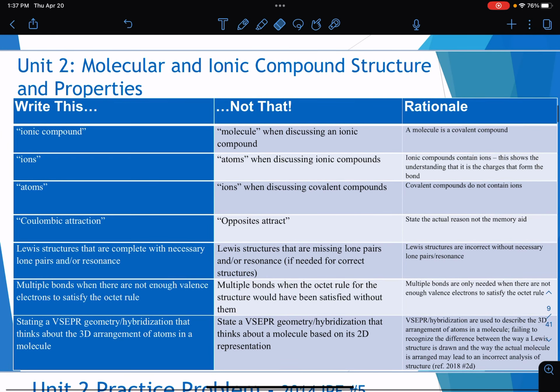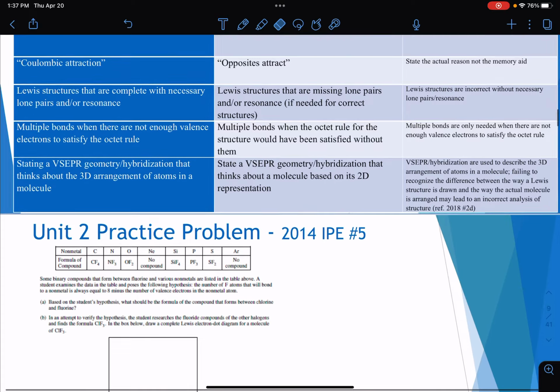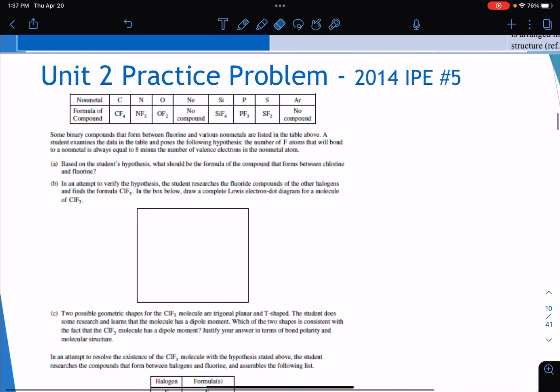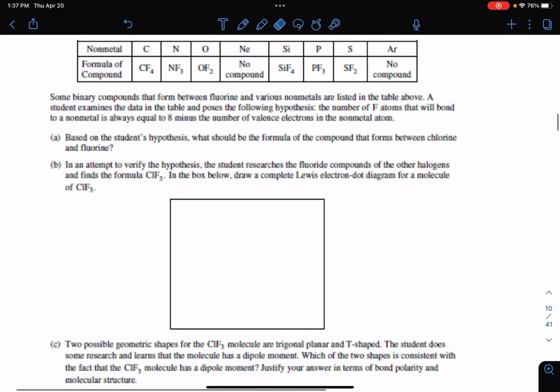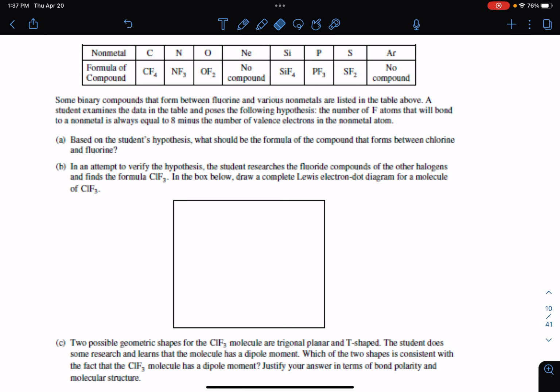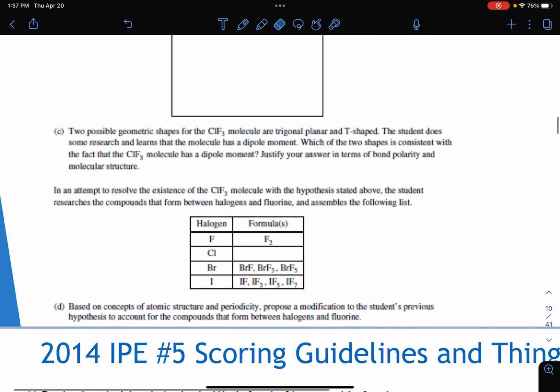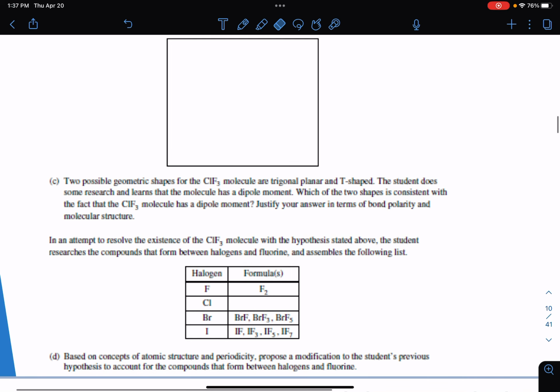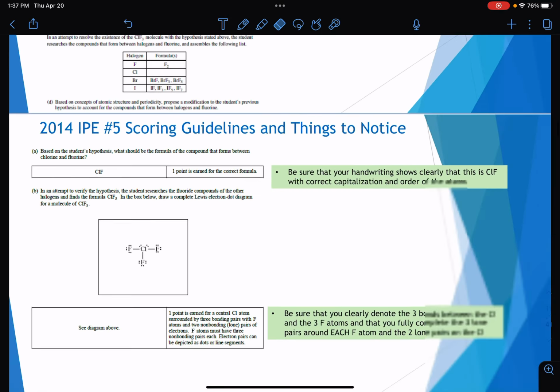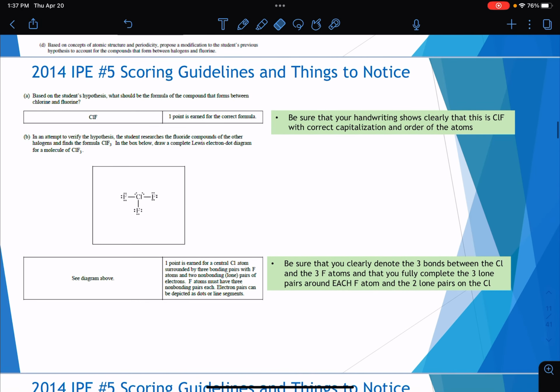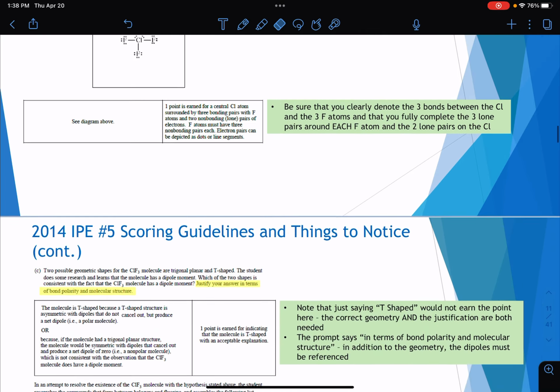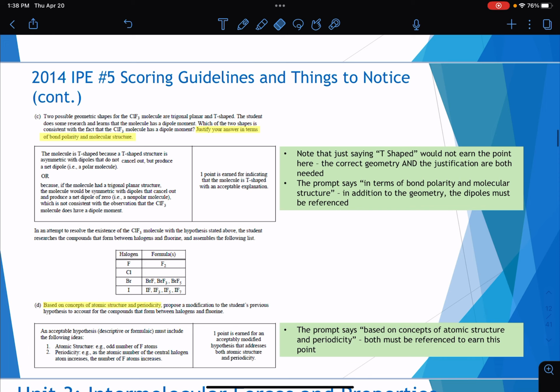All right, here are some specifics for Unit 2. Pause and read through these. And here is a practice problem for Unit 2. Here's the first three parts, A, B, and C. And here's the last part, Part D. And here is the scoring guidelines for Part A and B. And here's for the second half.